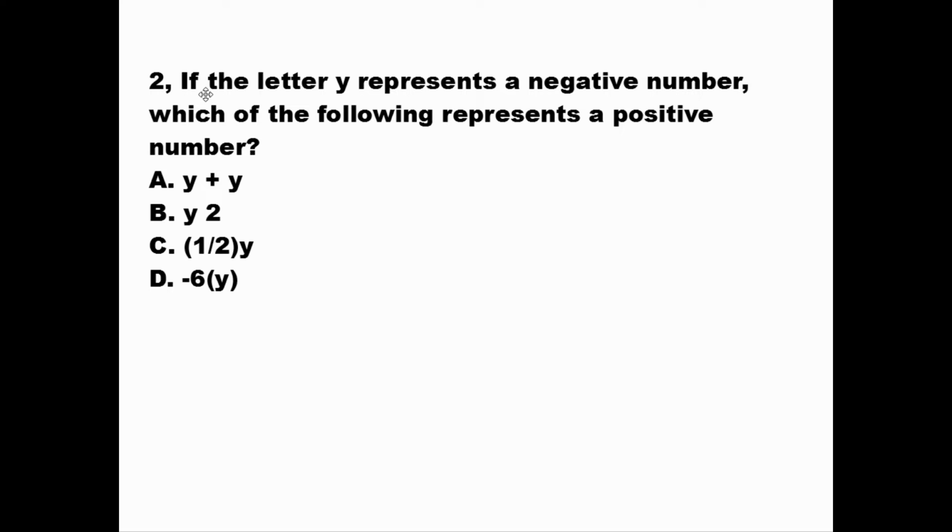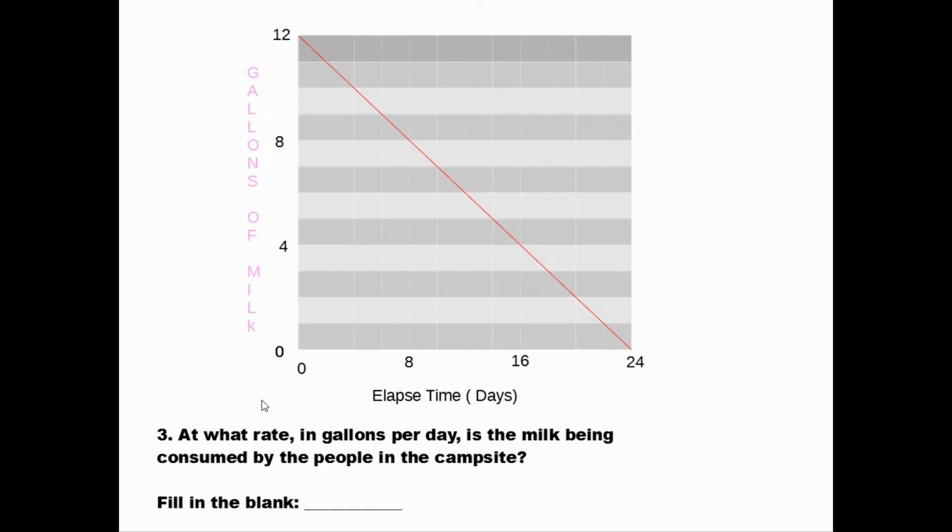Number 2. If the letter Y represents a negative number, which of the following represents a positive number? Is it A, Y plus Y, B, Y squared, C, 1/2 multiplied by Y, or D, negative 6 multiplied by Y? And the answer is letter D, negative 6 times Y. Let's go to number 3.